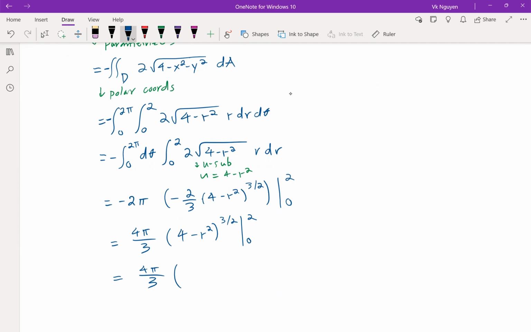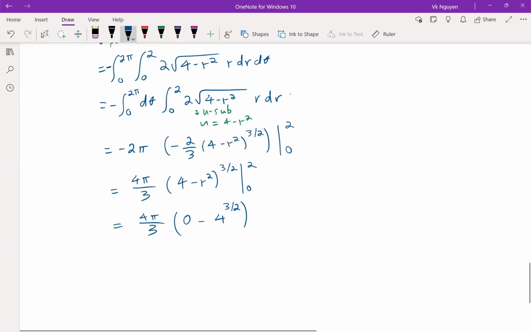4 minus 4, that's gone, so it's just 0. And then the other one, you put in 0, and then you're going to get 4 to the 3 over 2. What is 4 to the 3 over 2 here? It's 8. So 4 pi over 3 times negative 8, 8 times 4 is 32. So negative 32 pi over 3.